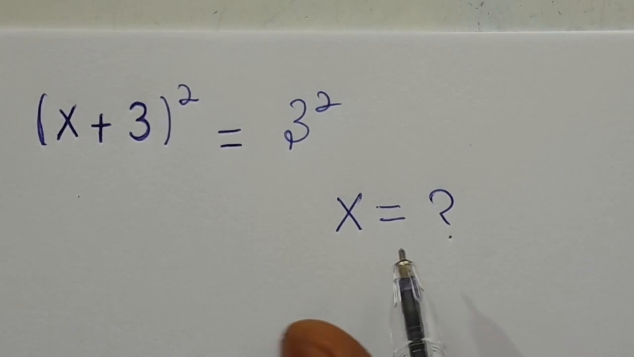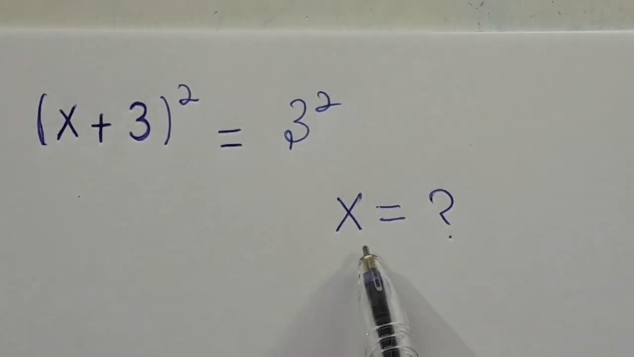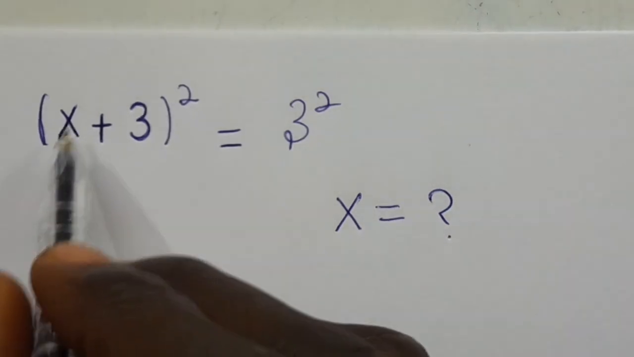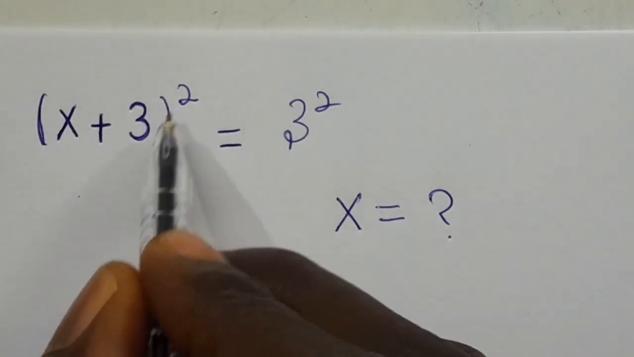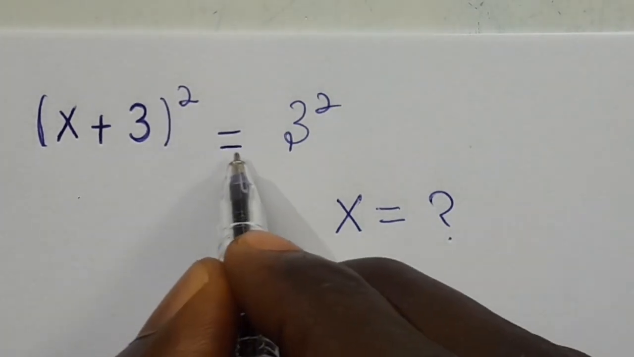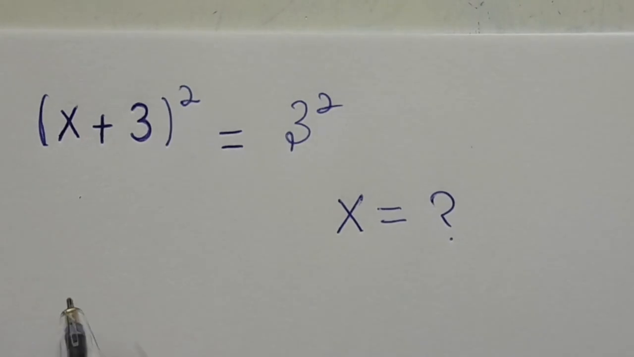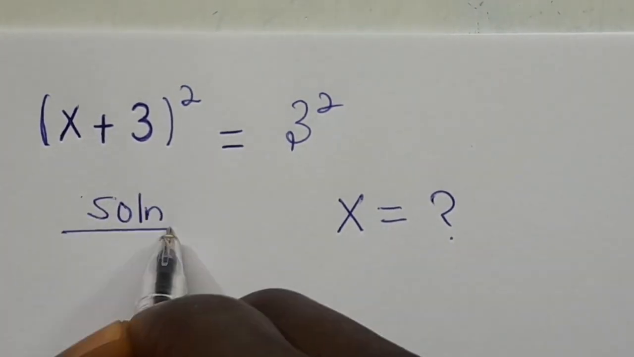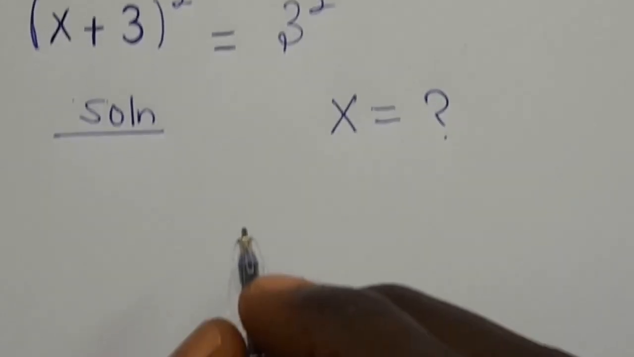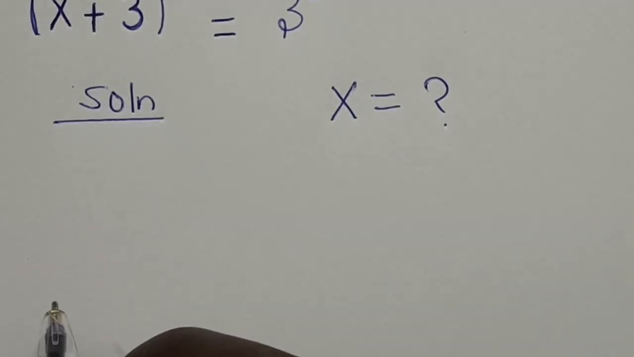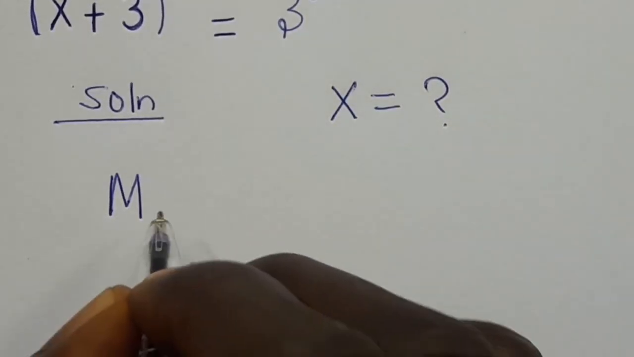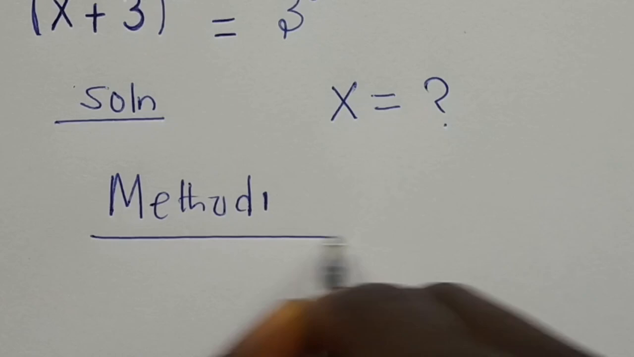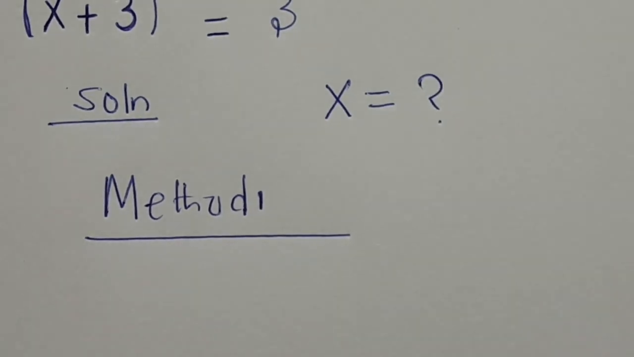Hi, what is the value of x given that (x + 3) squared equals 3 squared? Let's have it as the solution. Now let's say we want to use the first method. Let's say we have method 1.